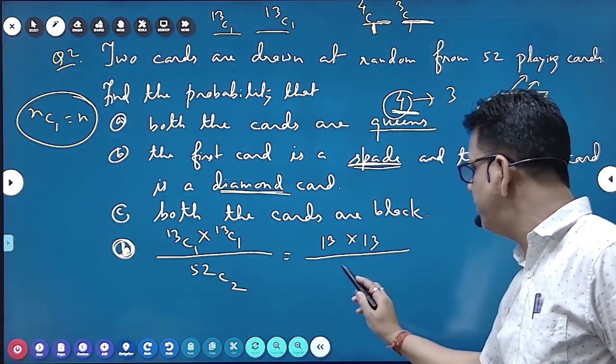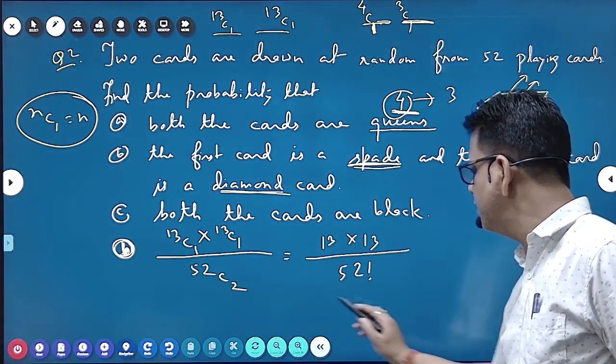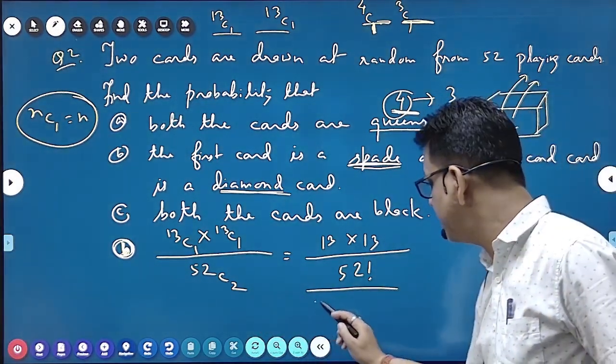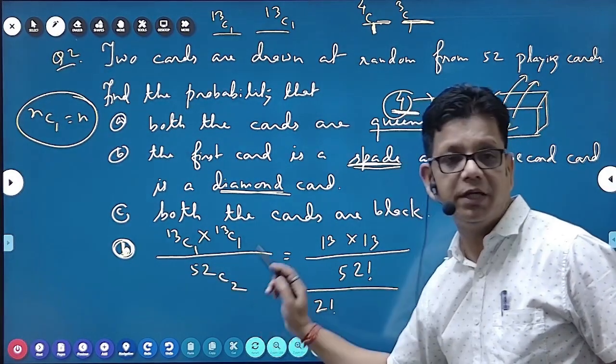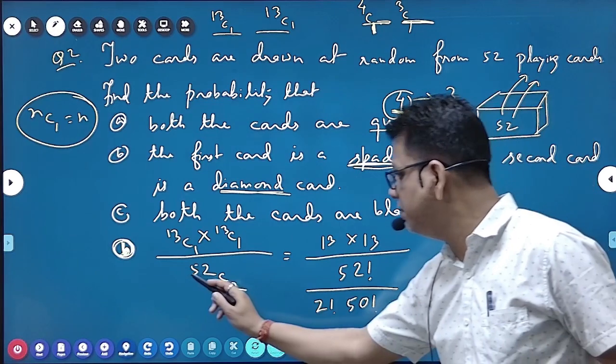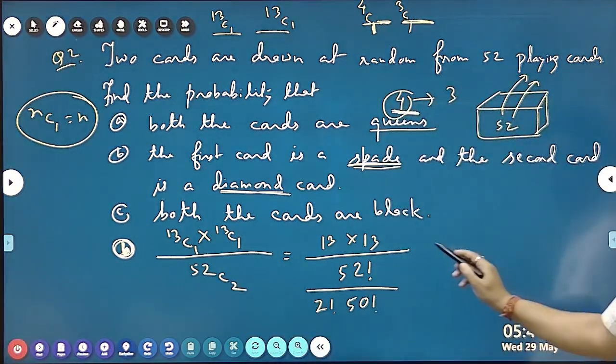52C2 will be 52 factorial over 2 factorial, this number we take alone, and then 52 minus 2, how much? 50 factorial. What is 50? 52 minus 2.